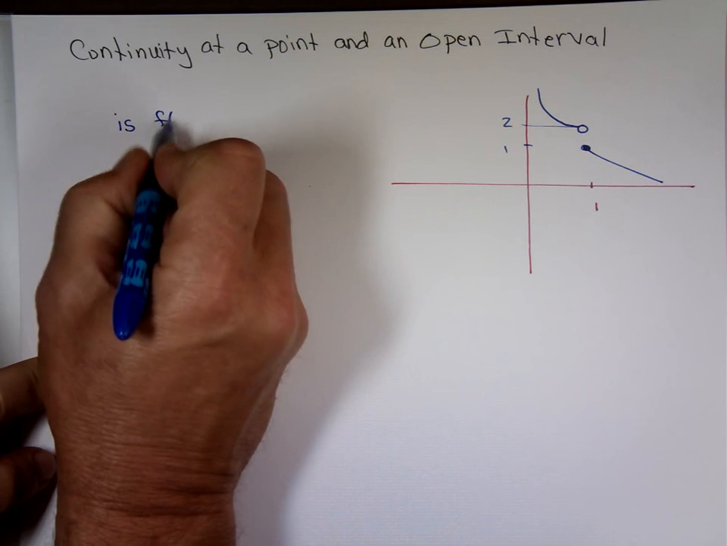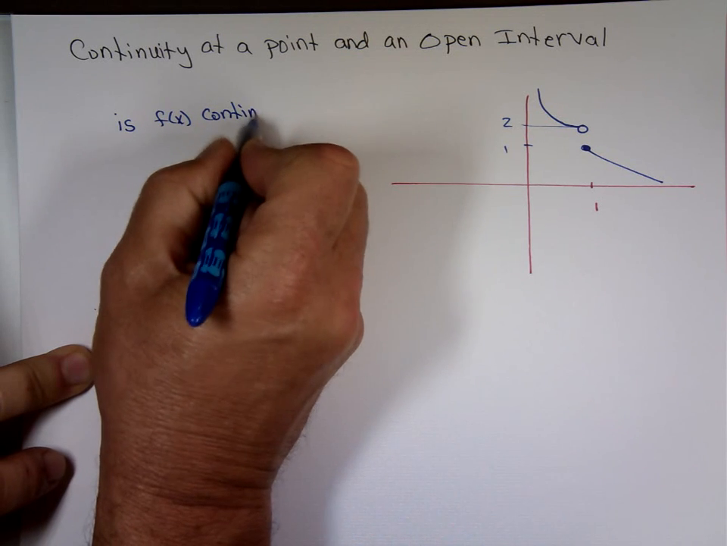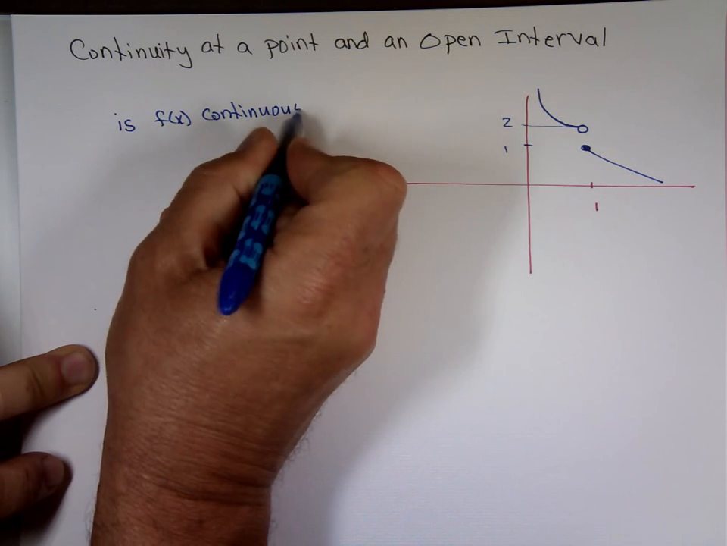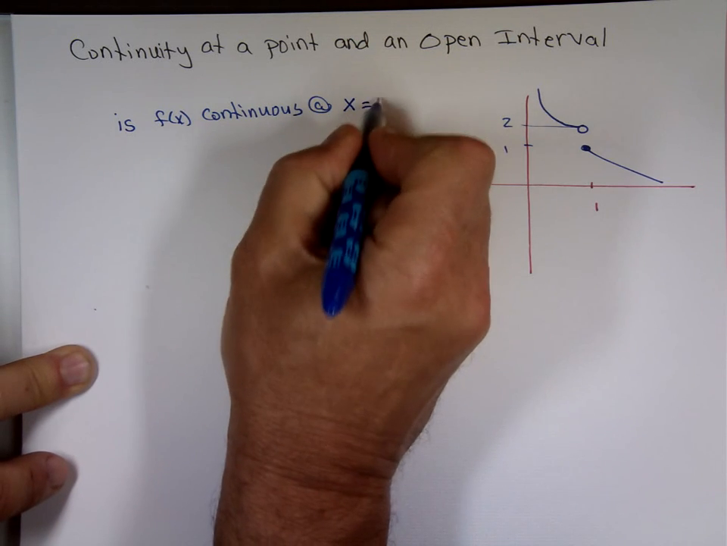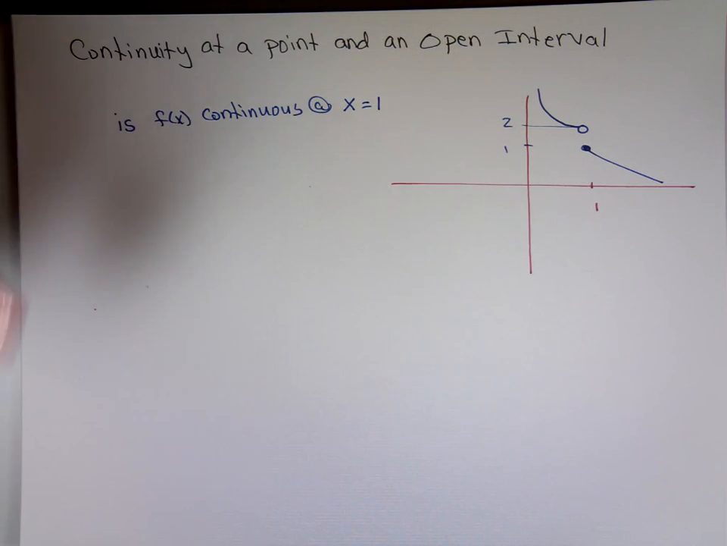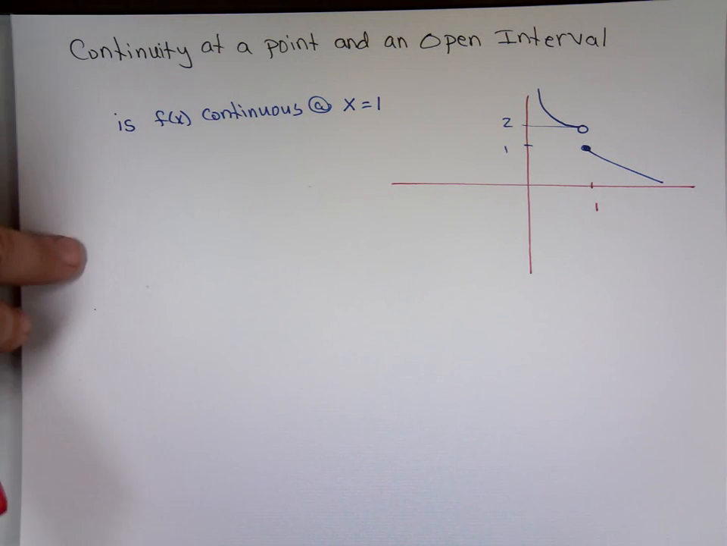Is f of x continuous at x equals 1? Again, when you have the graph, you can look at it and go, no, the answer is no. I can see a big hole in it. But there are three conditions that must exist for the function to be continuous at a point, any point.